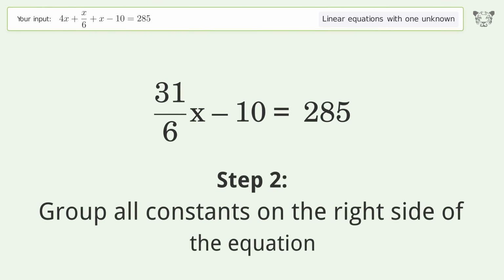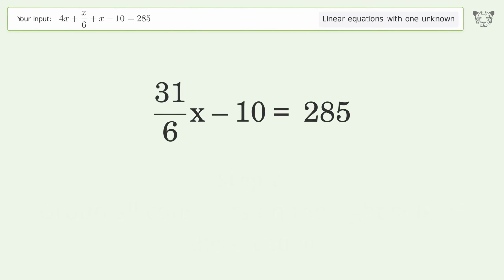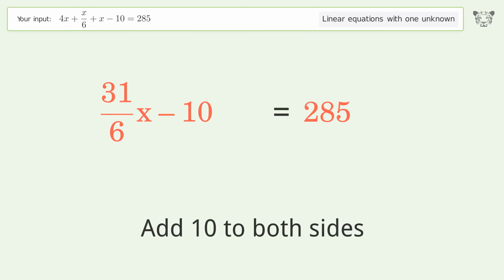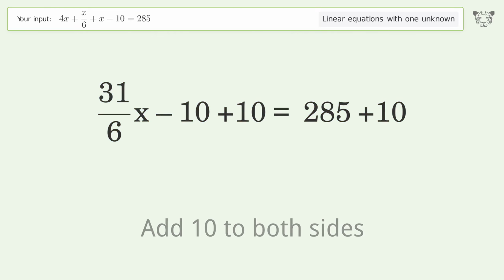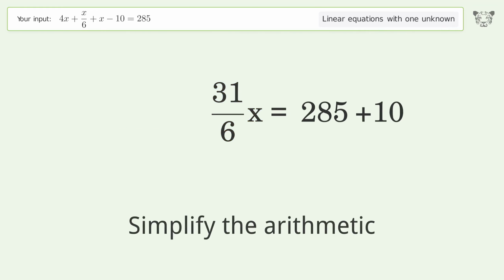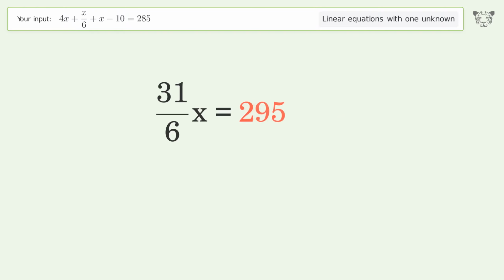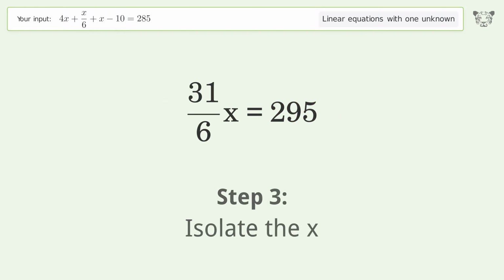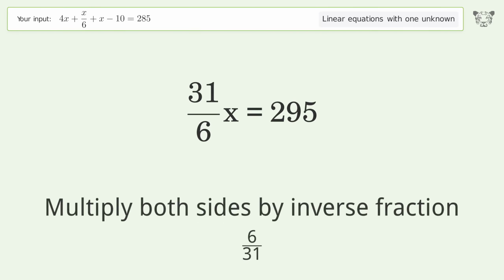Group all constants on the right side of the equation. Add 10 to both sides. Simplify the arithmetic. Isolate the x. Multiply both sides by inverse fraction 6 over 31.